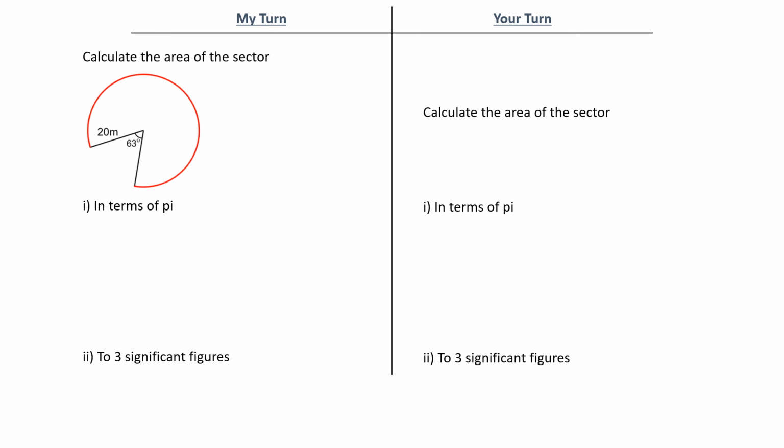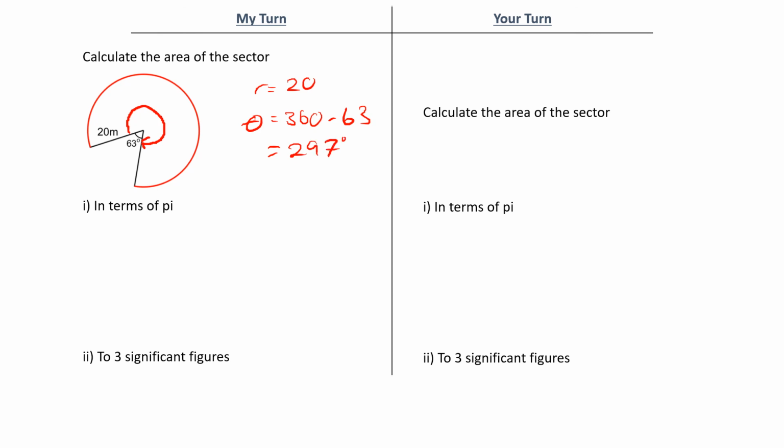Right, so again, just like before, when you do your test and when you do your quiz, there's going to be a question like this. So just be careful that you're taking the correct angle. We're not interested in that 63. We're interested in that angle there. So our radius is 20. Our theta this time is 360, like before, take away 63 is 297 degrees.